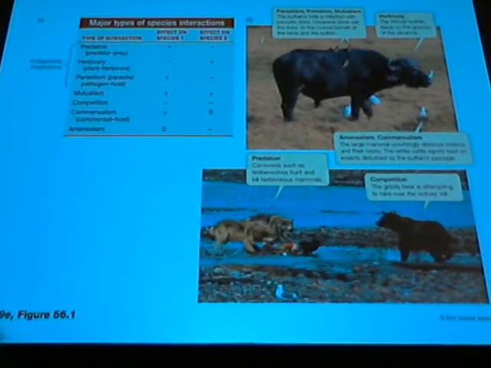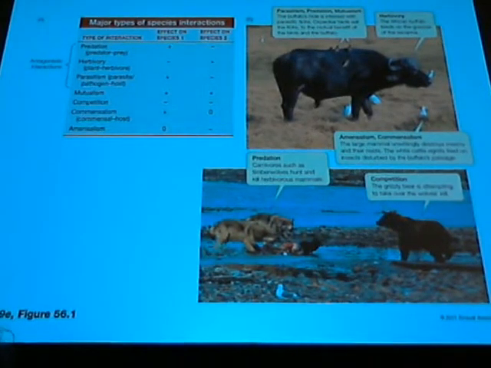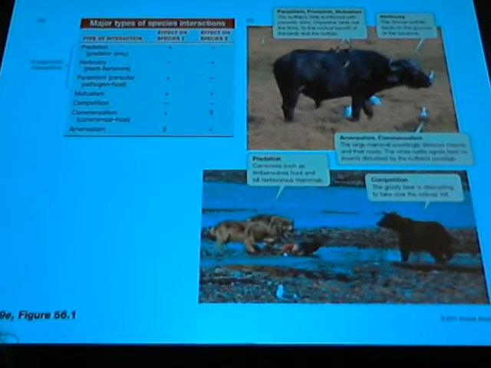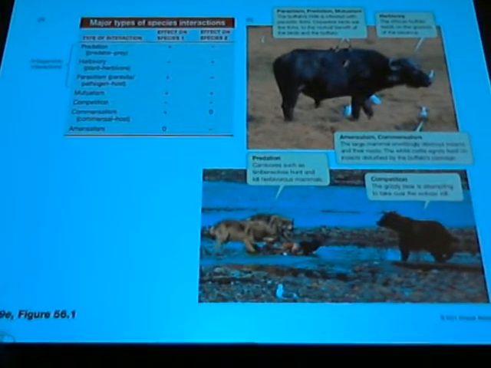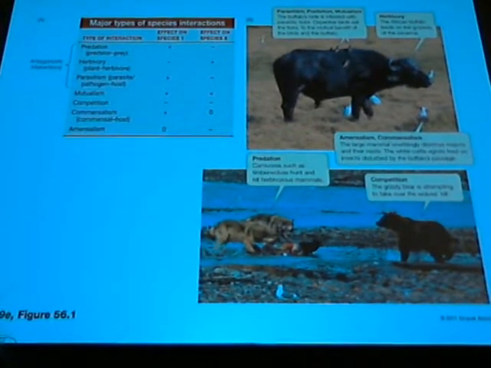commensalism. So you have plus 0, and here one organism benefits, but it doesn't have an effect on another. Again, we'll show you some specific examples of those. Mutualism, commensalism, we'll talk about on Wednesday. Susie will talk about those.